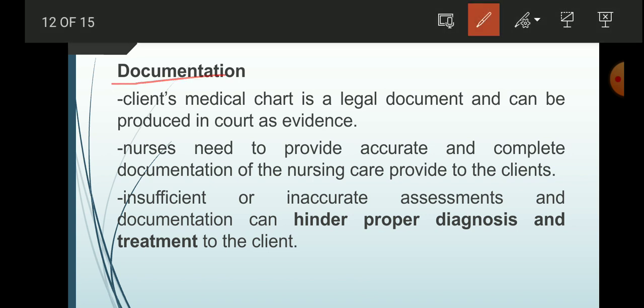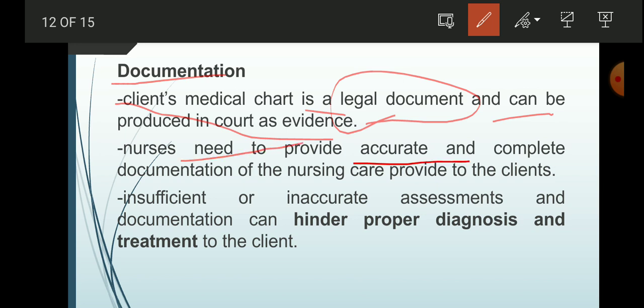Documentation in the client's medical chart is a legal document and can be produced in court as evidence. Okay, so just make sure that you've documented everything from your assessment to evaluation, because that could actually serve as evidence against you as a nurse, against the doctor, and against the hospital.